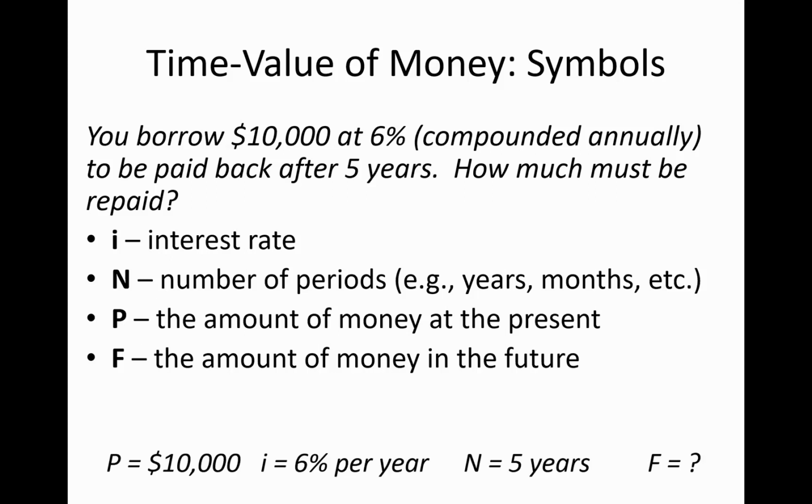So another way to simplify this English language description of what's happening is just by assigning values to the variables. For P equals 10,000, I equals 6% per year, N equals 5, what is F? And there are tables in your textbook, in the appendix at the back of the book, where you can look up in the 6% table the factor that you'll be able to use to calculate F really easily.